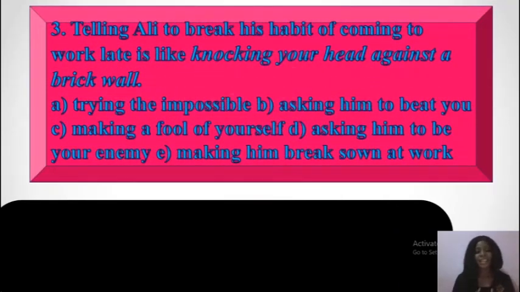The third example says, telling Ali to break his habit of coming to work late is like knocking your head against a brick wall. Now, here we have a phrase that is italicized, which means we should give the synonym for the italicized expression, which is knocking your head against a brick wall. Now, what does that mean? And what expression can you replace that phrase with, and the sentence would still mean the same thing?